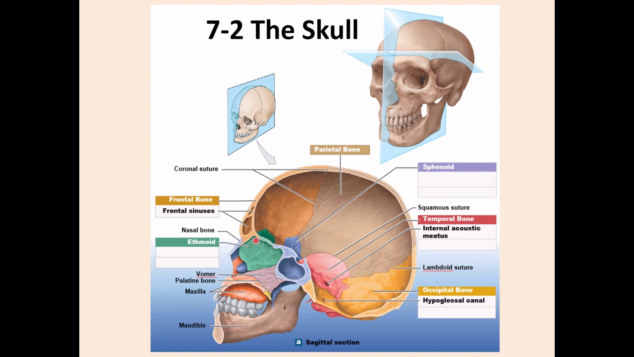If you talk about the nasal cavity, this is the nasal bone that makes the anterior part of the nasal cavity. This is the frontal bone that makes the anterior and a little bit of the superior nasal cavity.